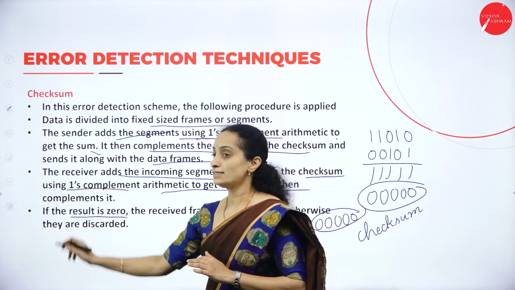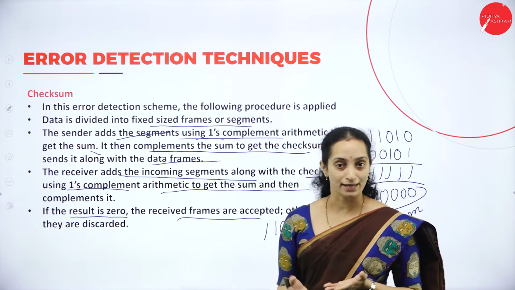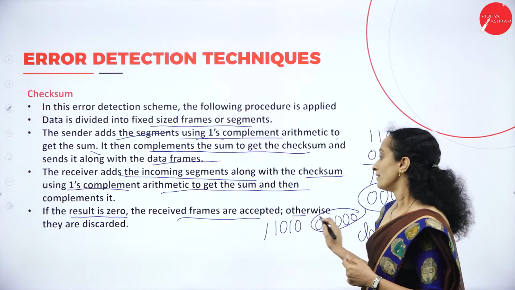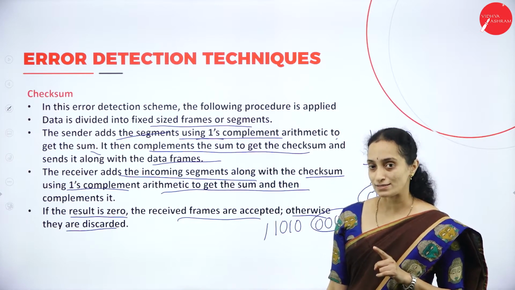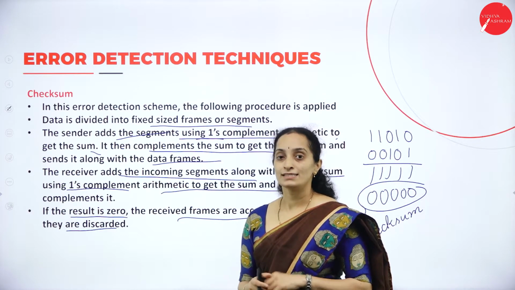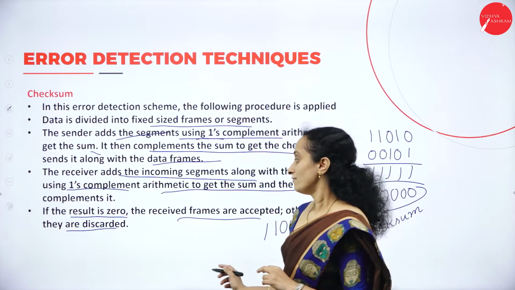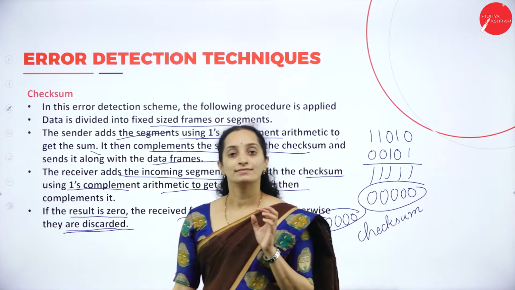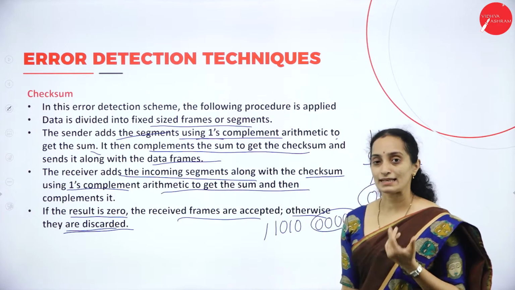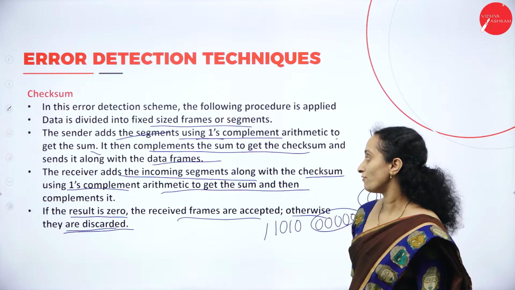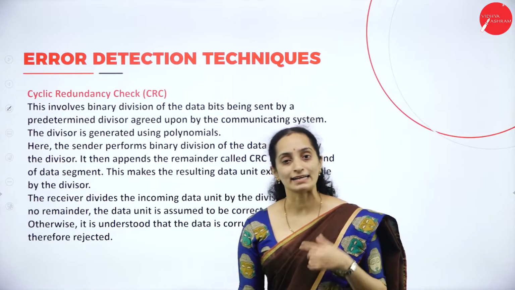If the result is 0, complement is 0, the received frames can be accepted. If the received sum is not 0, if it is a non-zero value, it means there is a change in the data bits that have been received and the data will be discarded by the receiver. Okay? The sender has to retransmit the data for this. Another method that we can follow is cyclic redundancy check.